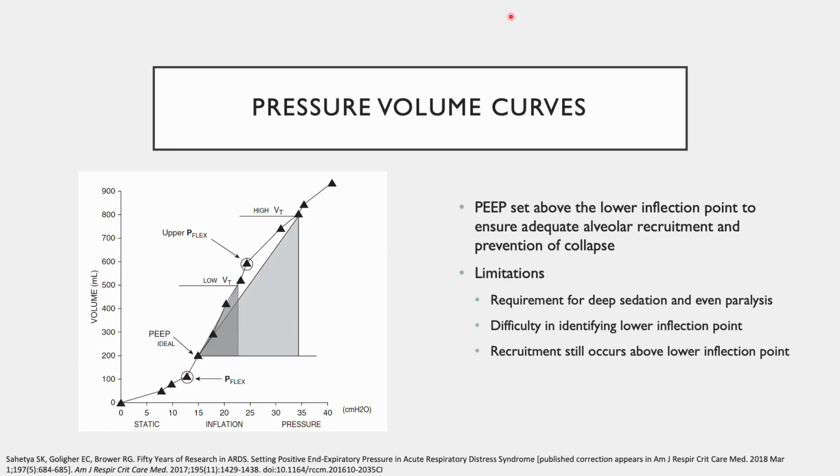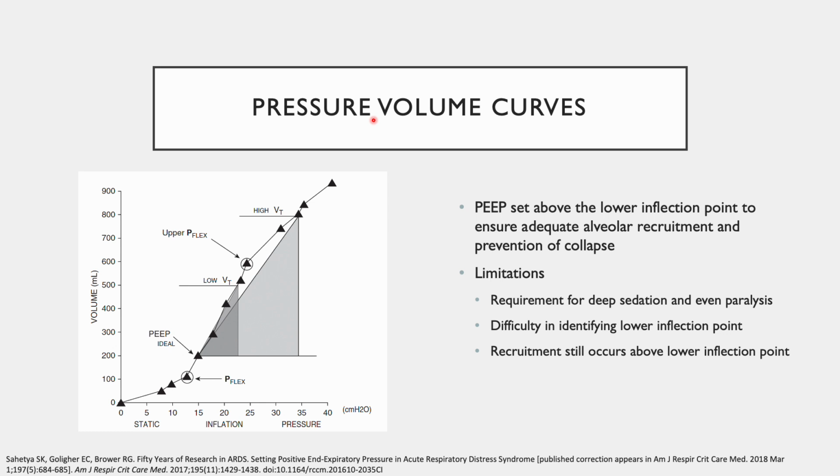Pressure volume curves are essentially a graphical representation of change in lung compliance over the inspiratory and expiratory limbs. These are obtained with patients in volume control set to a constant flow when patients are deeply sedated and passive on the ventilator. Using the inspiratory limb, the lower inflection point that is shown here is deemed as the point of minimum pressure required for alveolar recruitment. Hence, it is recommended that PEEP be set slightly higher above this point.